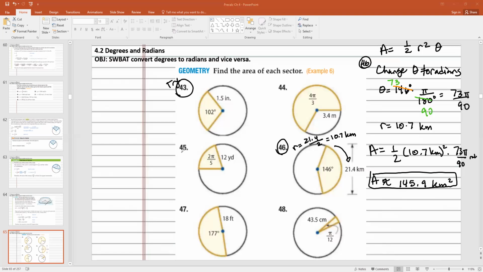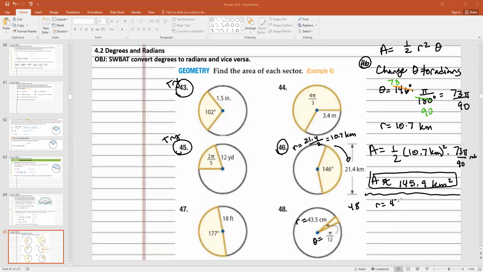Try 43 out. If you want to try out 45 as well, this one is in radians already. So I'll do 48 super quick. All right. So here's our radians. It's pointing to the inside. You see that? That's our angle. It's already in radians. This is our radius. That's all we need.